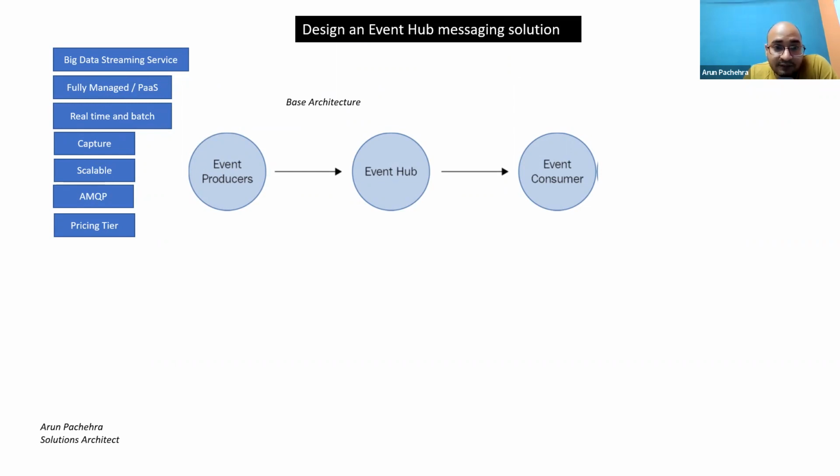Let's see what could be event producers. It's a type of client that serves as a source of telemetry data, diagnostics information, usage logs or other log data, or a mobile device application or a website. In a nutshell, it's the event producer. And if we talk about an event hub consumer, it's a type of client which reads information from the event hub and allows processing. It's very simple.